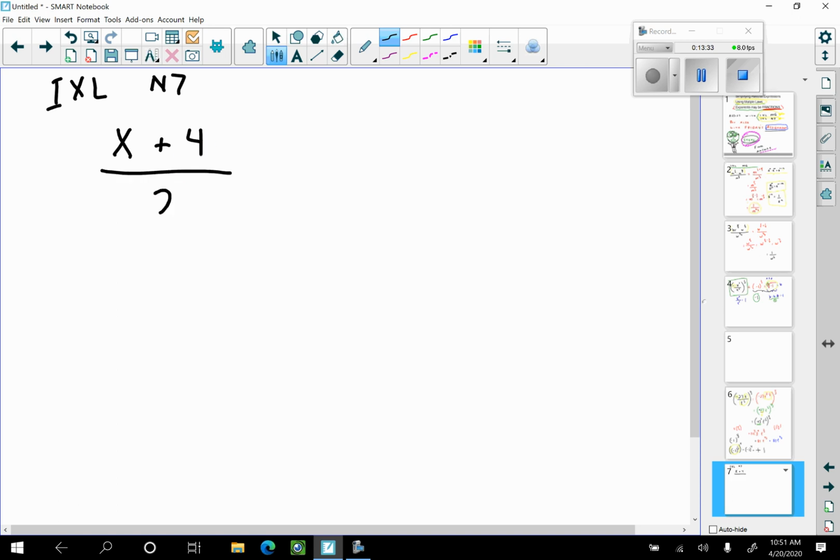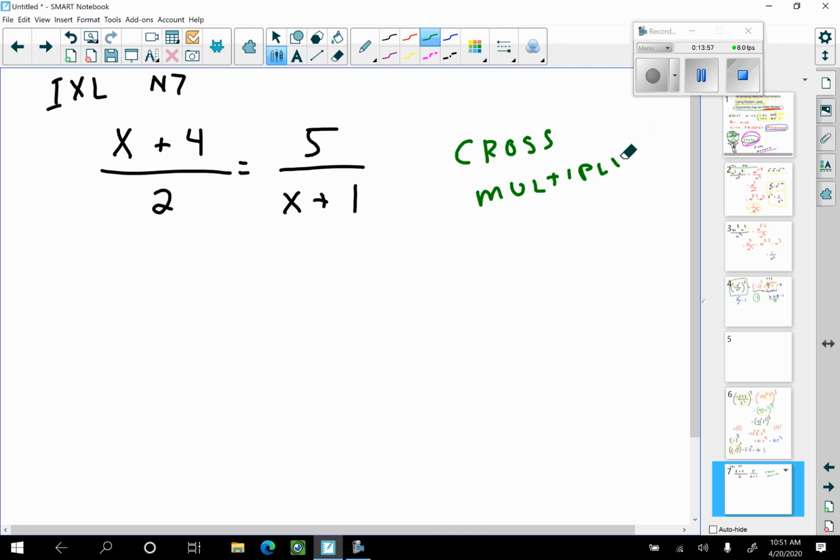x plus 4 over 2 is equal to 5 over x plus 1. Here I have a proportion. I have a ratio equal to a ratio. If you have a proportion, that's the only time in the history that you can solve this by cross multiplying. That's the only time.